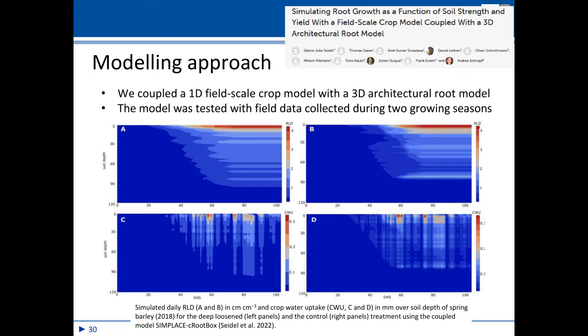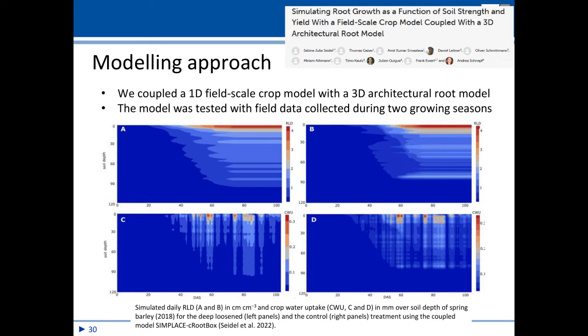We did some preliminary work on this topic, which was published this year. We coupled a 1D field-scale crop model running in the simplest modeling framework with the 3D architectural root model CRootBox on a daily time step. Additionally, we implemented a stress function to simulate root elongation as a function of soil bulk density and matric potential. The model was tested with field data collected during 2 growing seasons of spring barley and winter wheat grown at Campus Altendorf.